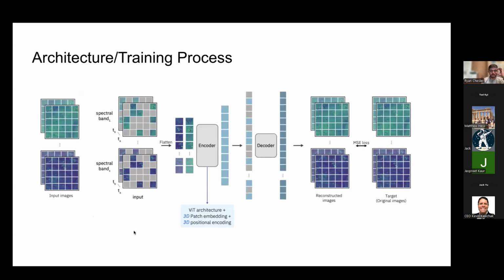So here's the architecture and the training process. The architecture I won't go into too much detail on because it's a ViT that they've expanded to handle 3D data. Their contribution though was not the architecture. Their contribution was putting the data through the architecture. If you're familiar with ViTs, they took the vision transformer and adapted it with 3D patch embeddings and 3D positional encodings instead of the normal 2D. So they just expanded the dimension there.